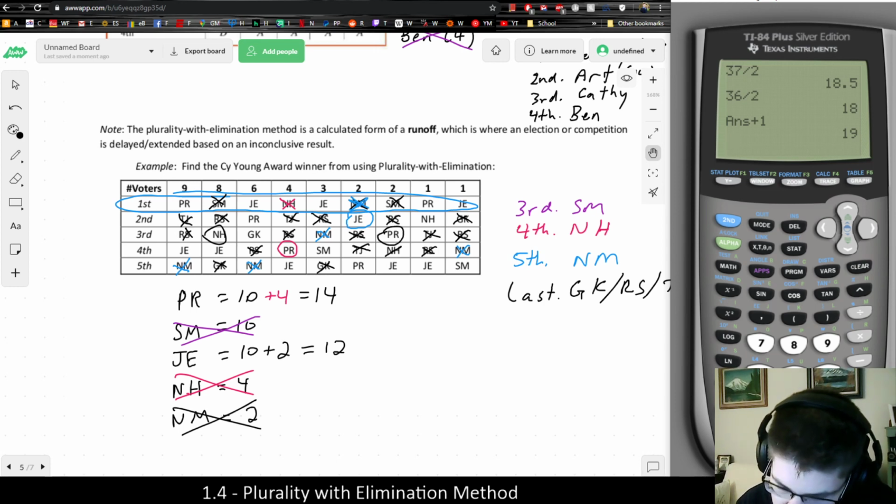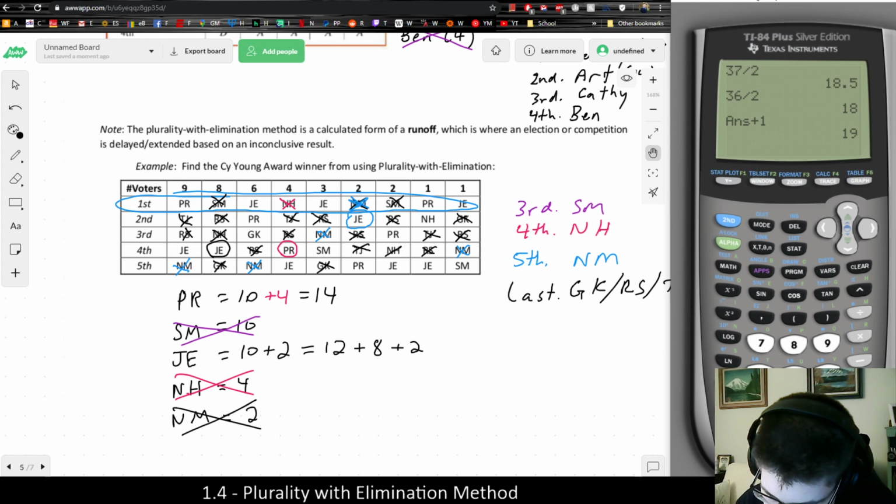So NH is going to gain, oh no, NH was supposed to be gone. See, this is why I recommended that we cross off everyone that was gone. But in this case, SM's vote will go to JE, plus 8 and plus 2. And at this point, that leaves JE with 22 votes. And actually, we've eliminated down to just 2 candidates.